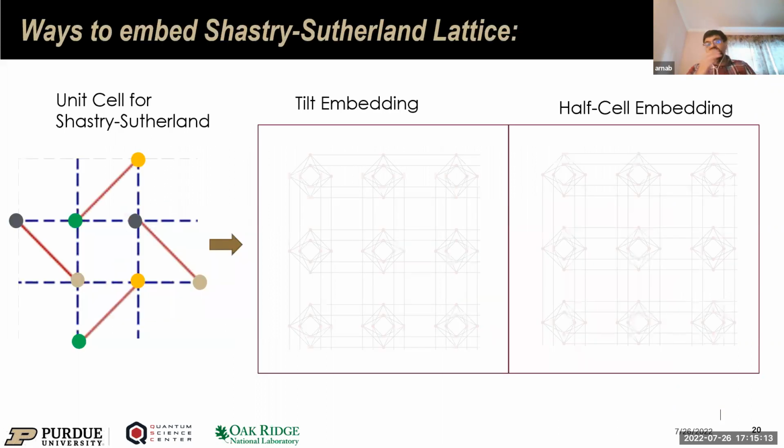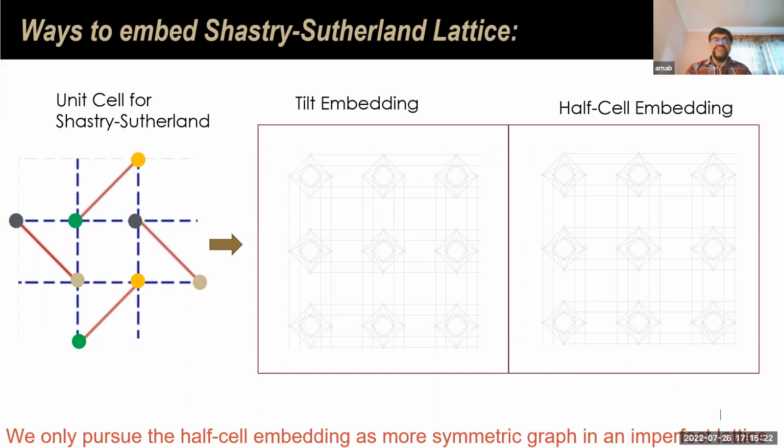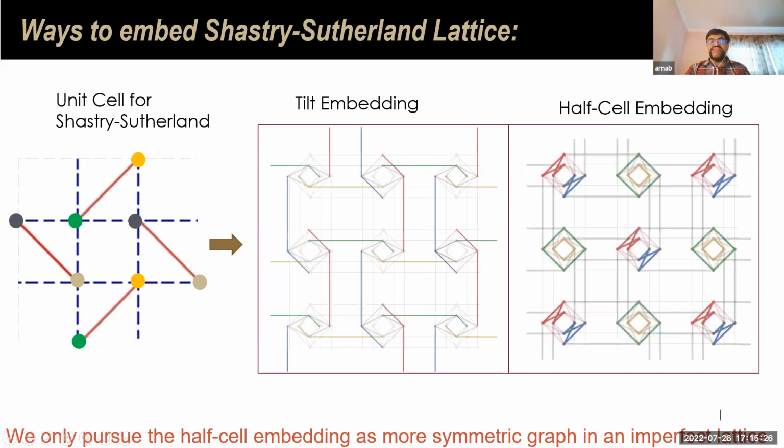So, this is the unit cell for the Shastry-Sutherland lattice, and we found there are 2 different embeddings that you can do on the D-Wave Chimeras. The first one is the tilt embedding, and the second one is the half cell embedding. There are advantages and disadvantages of both, but we chose the half cell embedding just because it is very symmetric. There are 4 qubits required for every connector and every bond.